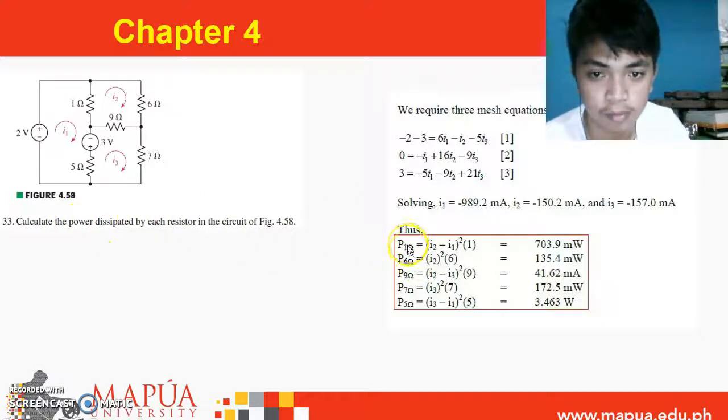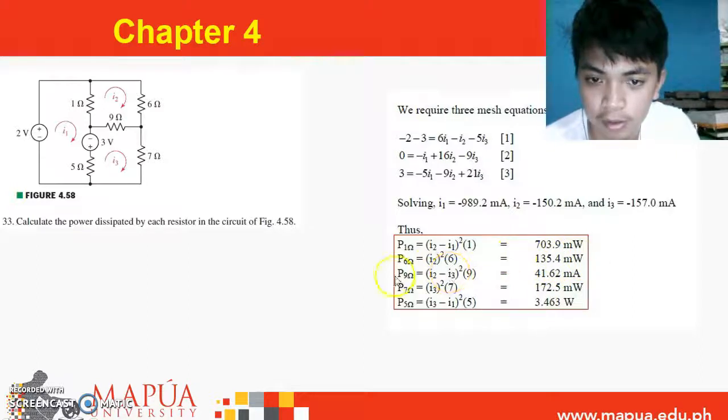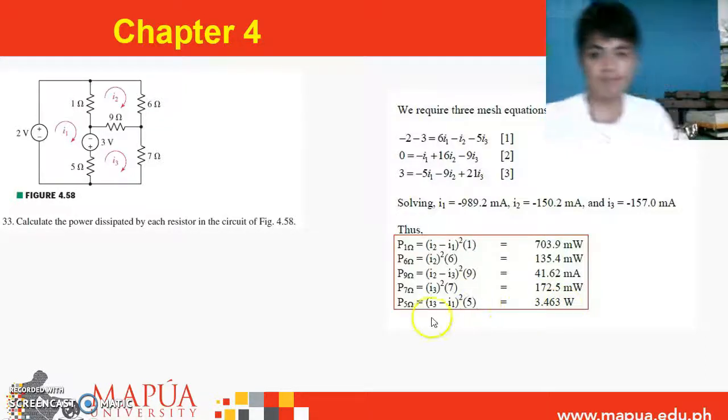So for P1 ohms, we get 703.9 milliwatts. And for P6 ohms, we get 135.4 milliwatts. And for P9 ohms, we get 41.62 milliwatts. For P7 ohms, we get 172.5 milliwatts. For P5 ohms, 3.463 watts. So that's all.